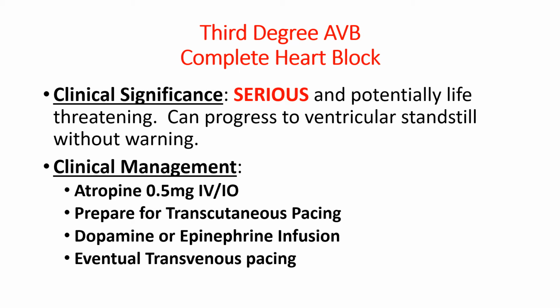We still are going to treat them in a Brady algorithm. You would give them atropine. If they're unstable, you give them atropine 0.5 IV or IO and prepare for transcutaneous pacing. You can do dopamine or epinephrine drips, and eventually you might have to do transvenous pacing. If the patient is not symptomatic, it wouldn't be a bad idea to put a transcutaneous pacer on standby and have it prepared so that the pacemaker could be turned on if the patient becomes unstable.